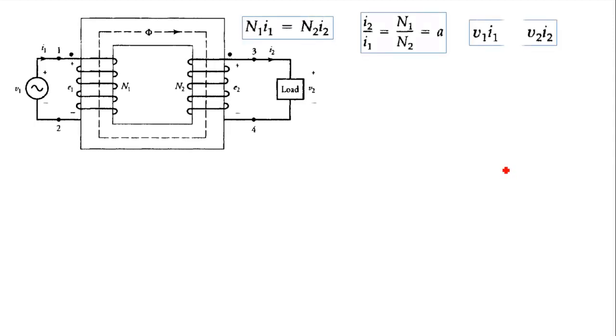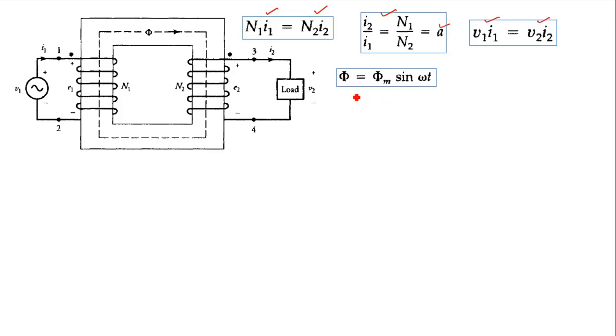Already you have seen these equations. The ampere turn or mmf at the primary side will be equal to the secondary side, and from which we found I2 by I1 equal to N1 by N2. This is the turns ratio equal to A. And the volt ampere or the apparent power also will be equal from both sides because the losses are zero in the transformer. This is the ideal transformer, right?